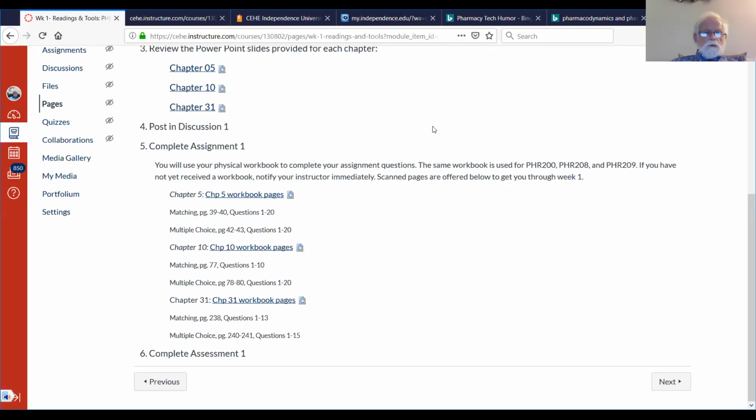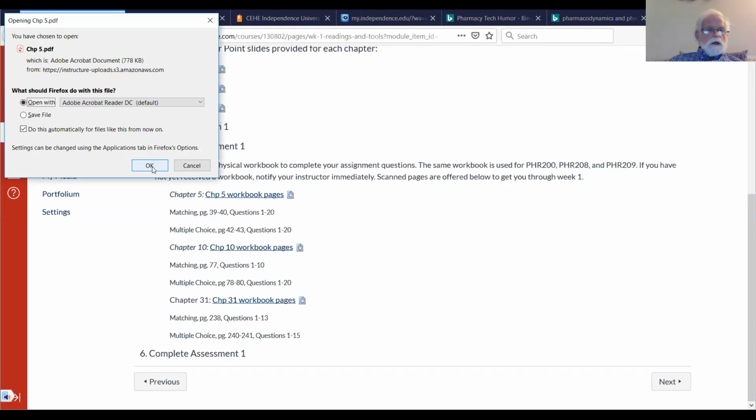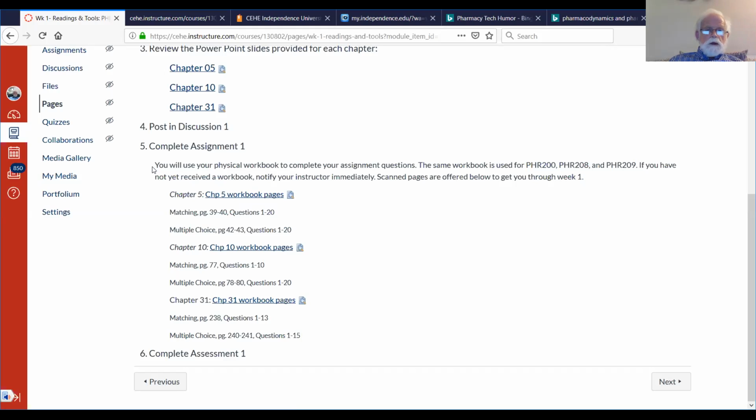There's a discussion. We'll talk about that as well. And you have an assignment. Your assignments will contain, you'll be able to use the workbook, and we should be able to get the workbook pages for each week. So you're going to download these pages, and then this is what they will look like. It's a PDF, and we'll open that.